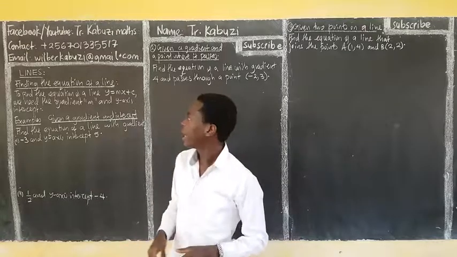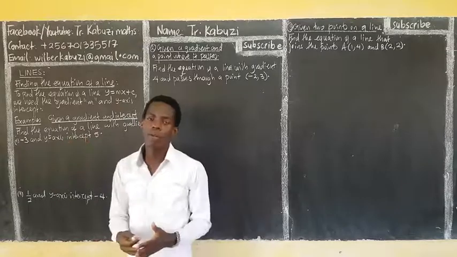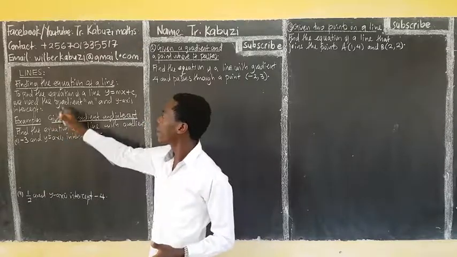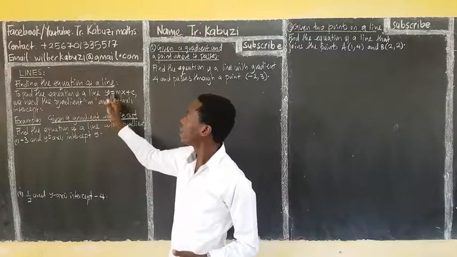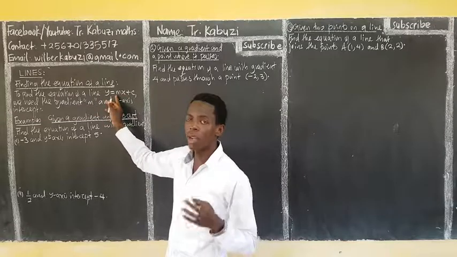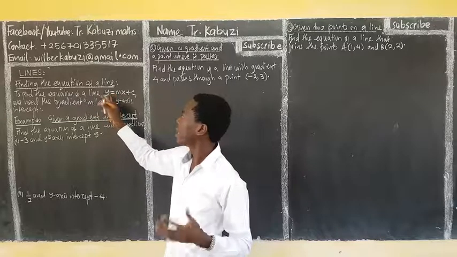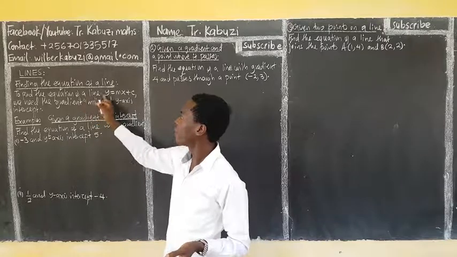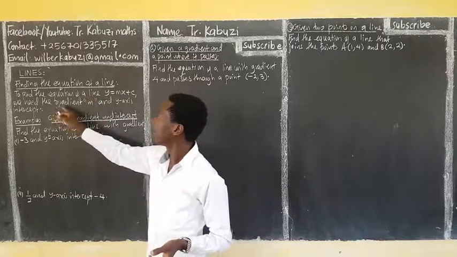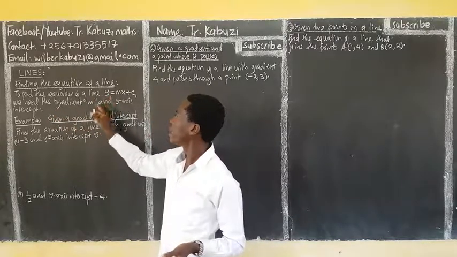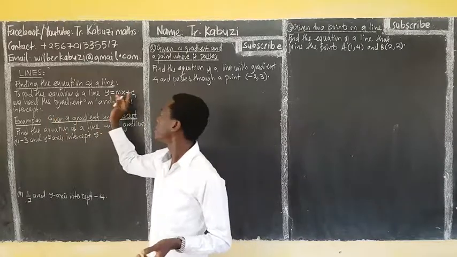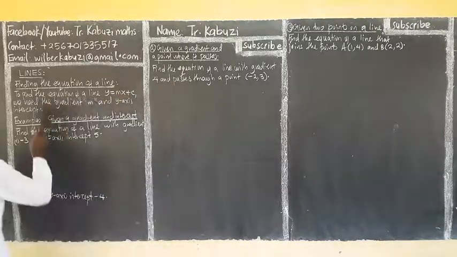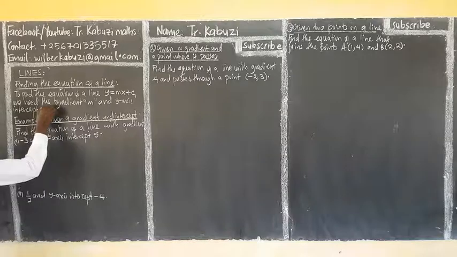Okay, to start with, let us see what we need to find the equation of a line. The equation of a line is y equal to mx plus c. We say this is the general equation of a line. So to find the equation of a line in this form, we need the gradient m of this line and the y-axis intercept c. So this y-axis intercept, we call it c. This one here.